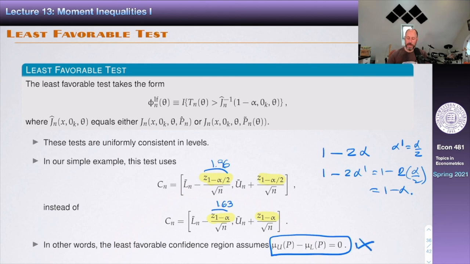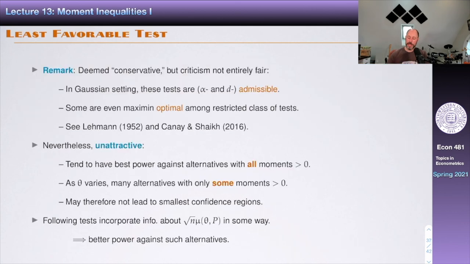So, remark. This test is deemed conservative, but the criticism I wrote here is not entirely fair. In a Gaussian setting, these tests are admissible, which is not something I'm going to describe here, but we discussed some of that in the paper. Some are even maximin optimal, and there are some results about that. We presented some actually in the paper, okay? Nevertheless, I said these are unattractive.